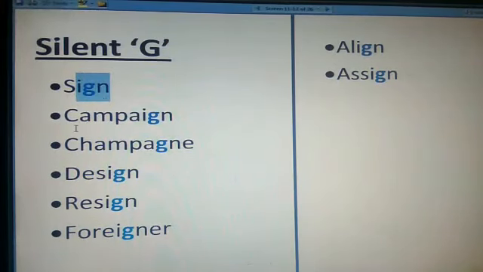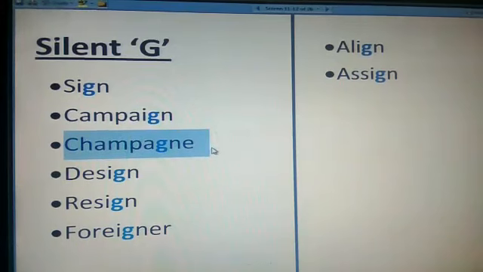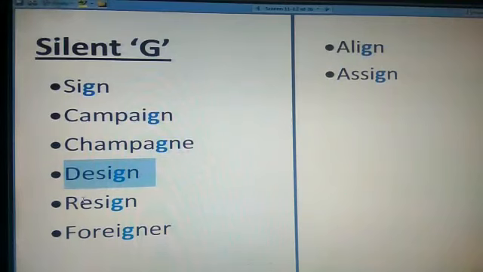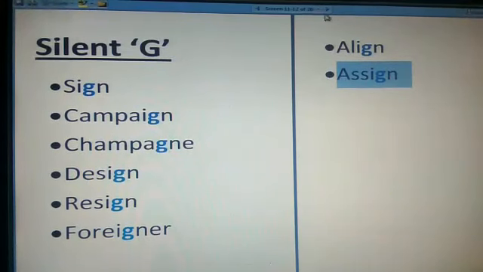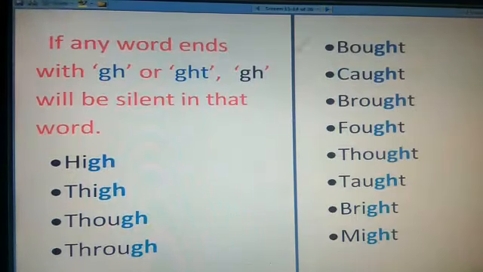Sign, campaign, champagne, design, resign, foreigner, align, assign. Now move on to the next silent letter.